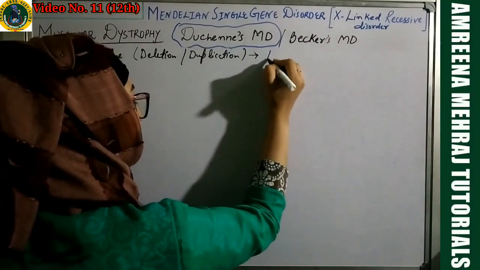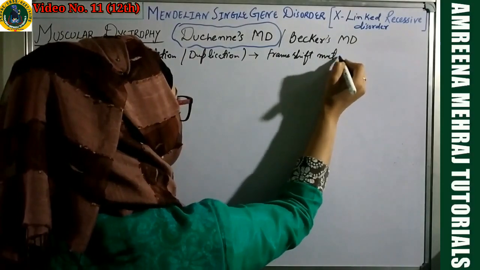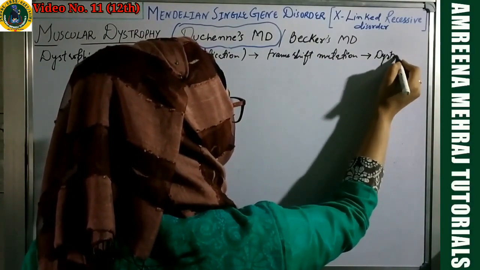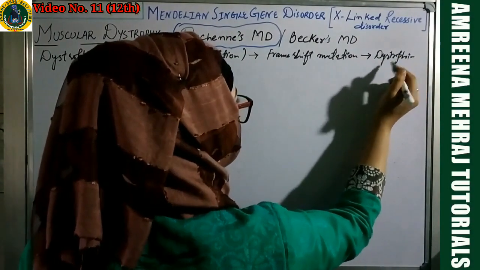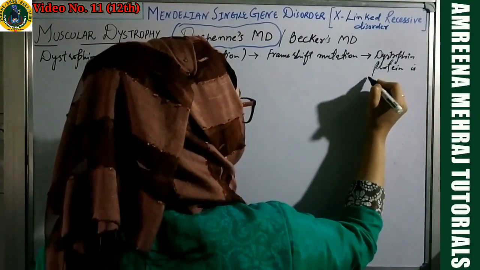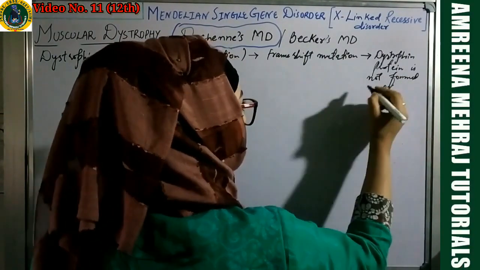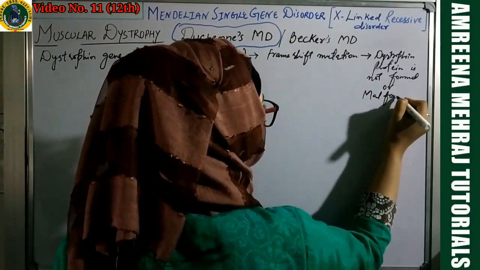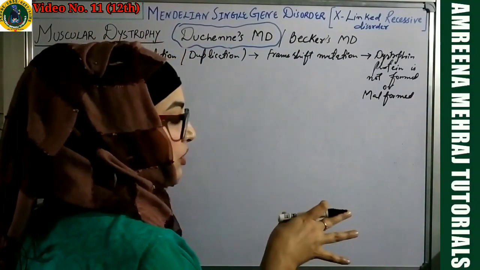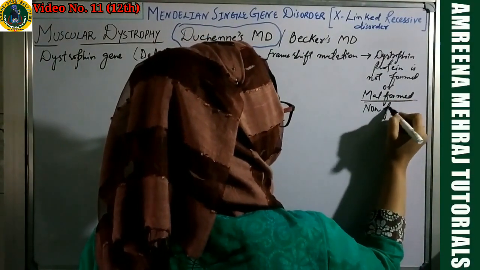What is basically happening is a sort of frame shift mutation, due to which either the dystrophin protein is not formed, or it's malformed. Malformed, I mean to say, the length doesn't become the normal usual length. It becomes excessively short, as I demonstrated earlier. So overall, what is happening is that the dystrophin protein, whatever is formed, is basically non-functional dystrophin protein.